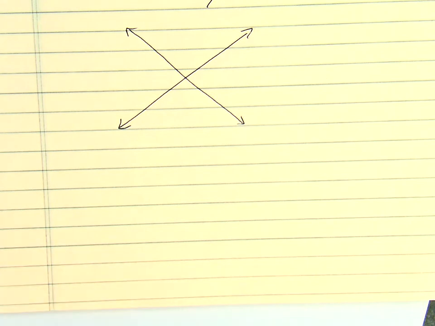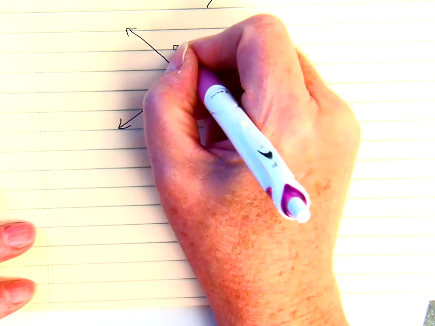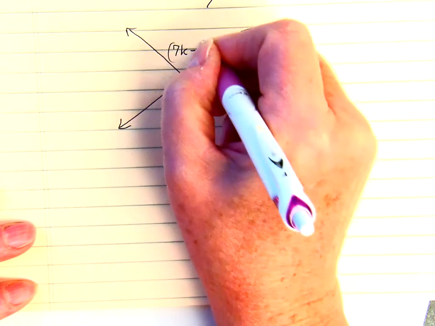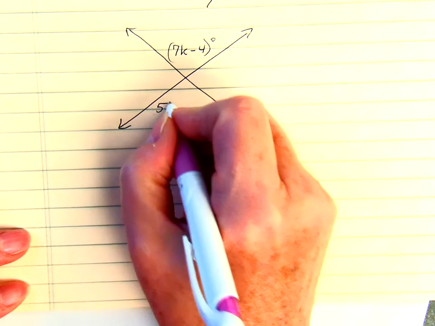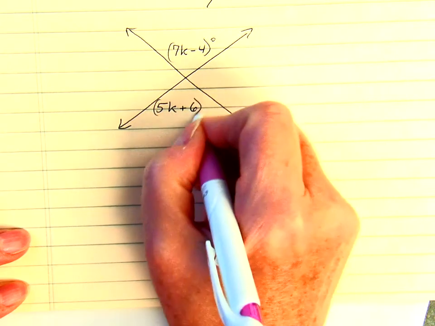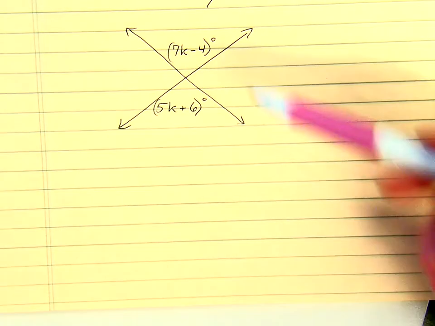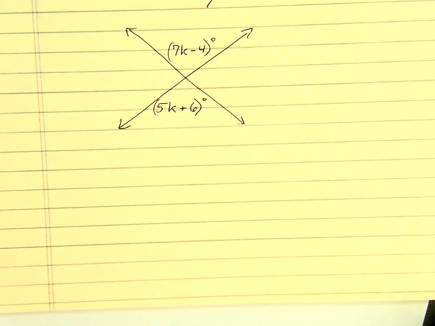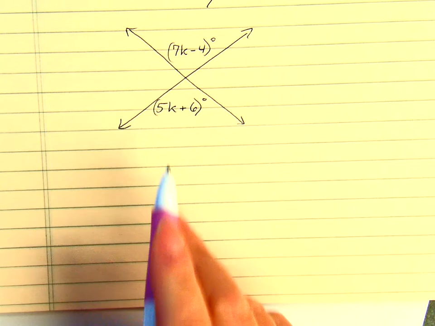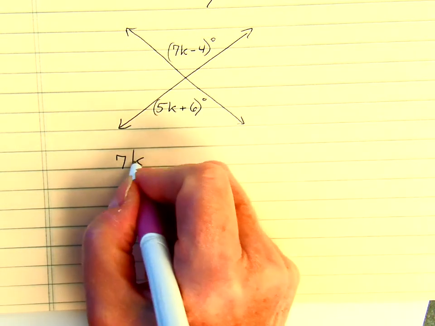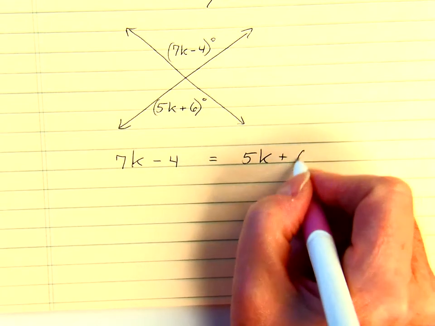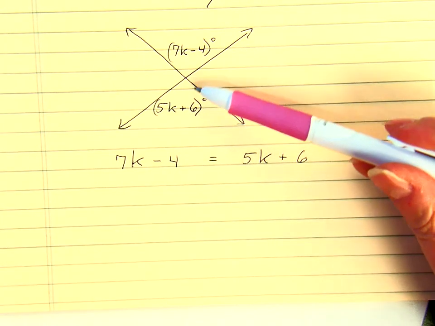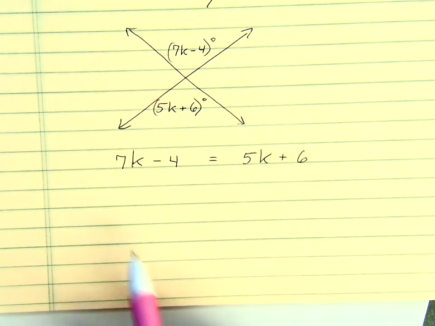Vertical angles, as we have learned before, are angles that are created by two intersecting lines that are opposite one another. So we've got 7k minus 4 degrees up here and 5k plus 6 degrees down here. Now, because these are vertical angles, we know that they are congruent angles. So that means that 7k minus 4 must equal 5k plus 6, because this angle equals this angle.